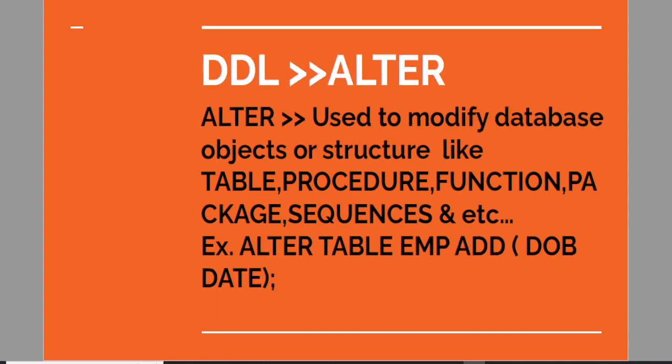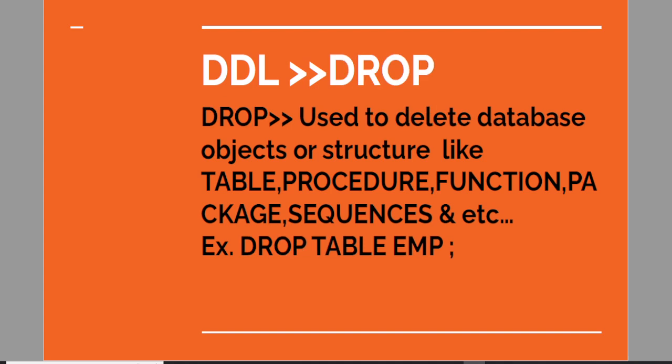Let's move to the next slide. DDL. The second one is alter. Alter, as the name says, is used to modify a database object or structure like a table, procedure, function, or package. The structure is alter table, table name, and then add. We are adding a column over here, so we put add and dob, date of birth, which is the attribute name, and the data type of that attribute.